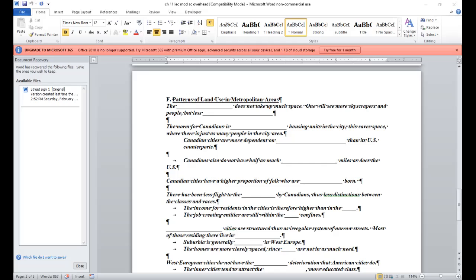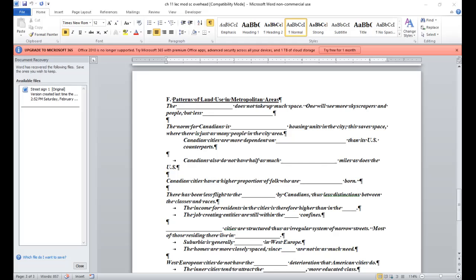Again, that also saves space, where there are just as many people in the city area. Canadian cities are more dependent on mass transportation than their U.S. counterparts. Canadians also do not have as many expressway miles as we do here in the U.S. Canadian cities have a higher proportion of people who are foreign born. Toronto, a melting pot if there ever was one.